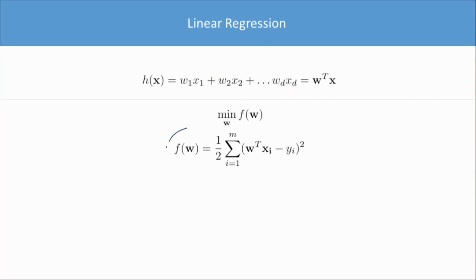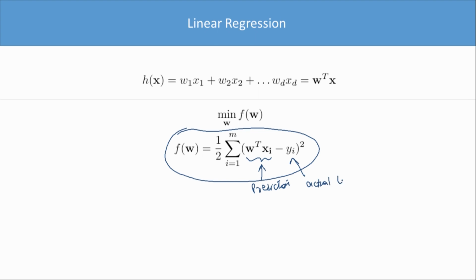This is our objective function, which is just our prediction minus the actual label, right? Prediction minus actual label squared, which we agreed upon as a reasonable function and performance measure to start with. This is our objective function that we want to minimize. So how do we go about minimizing a function?